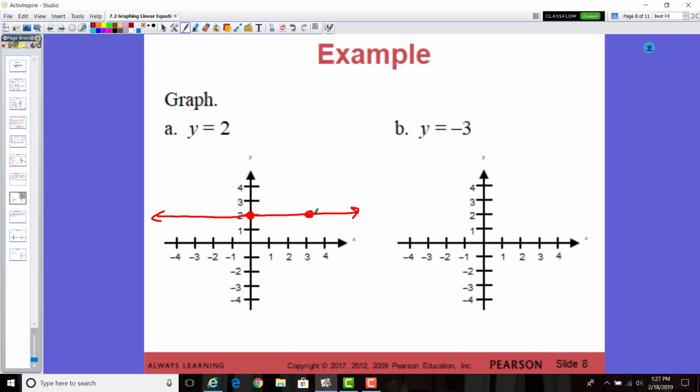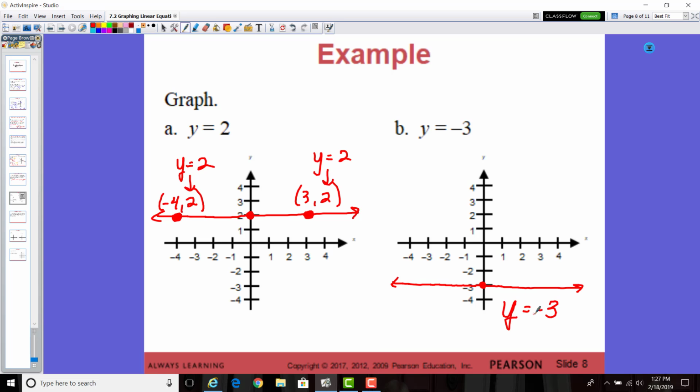But if I draw a horizontal line, this is the ordered pair 3, 2. My y value still equals 2. If I pick this ordered pair, it's the ordered pair -4, 2. My y value still equals 2. So this equation, y equals 2, yes, it's a solution to any equation, but it is also describing the equation of the horizontal line where every point on that line has a y value of 2. So this one where y equals -3, here's where y equals -3, and every point on this horizontal line also has a y value of -3.